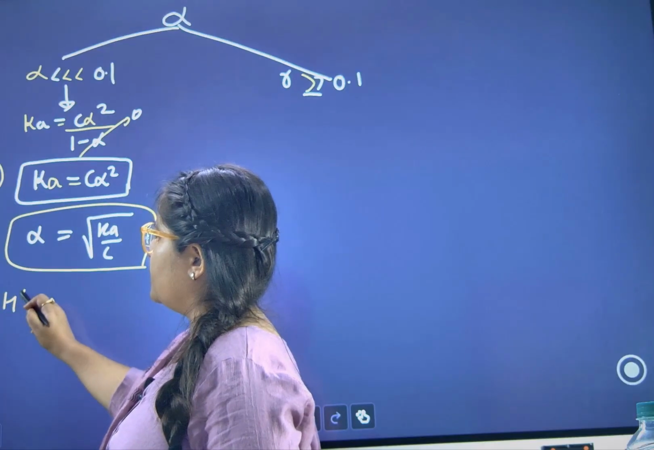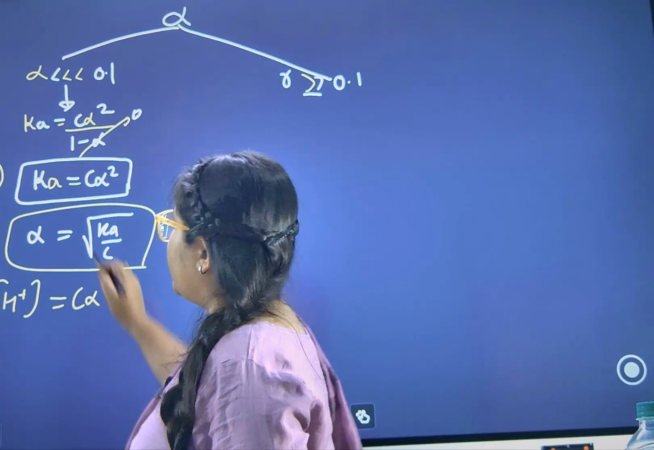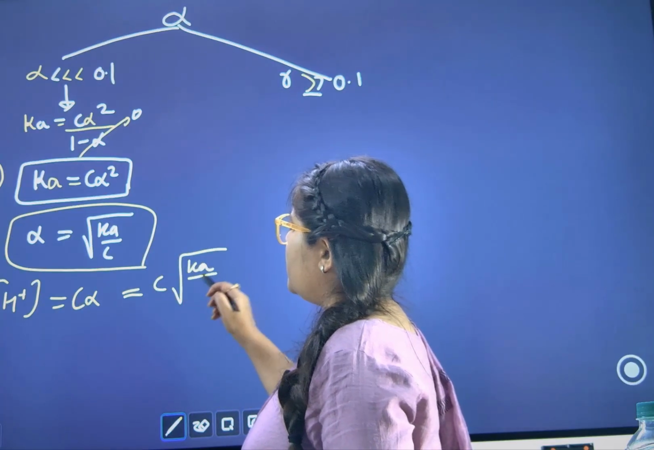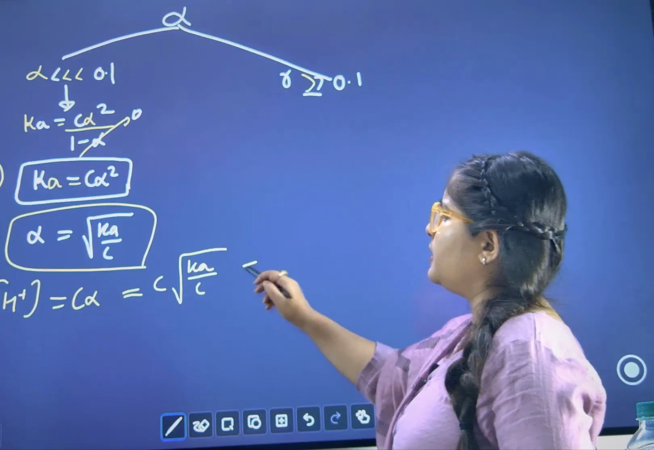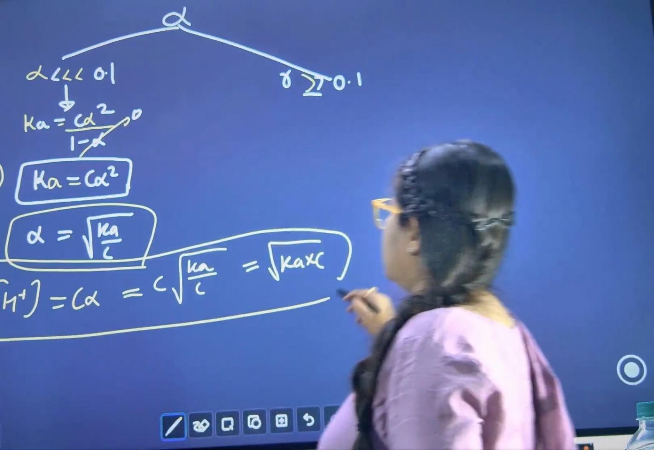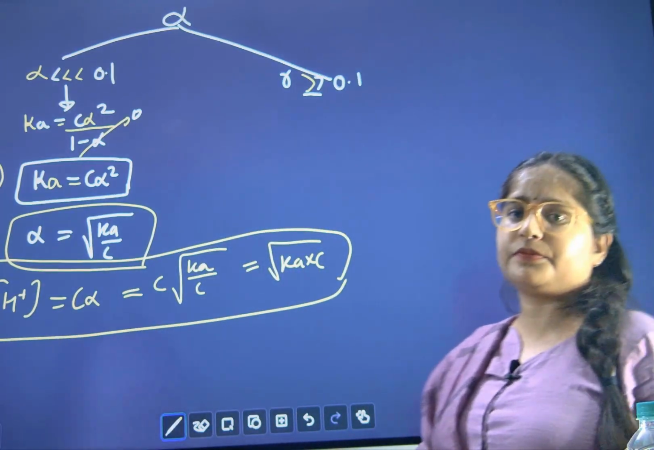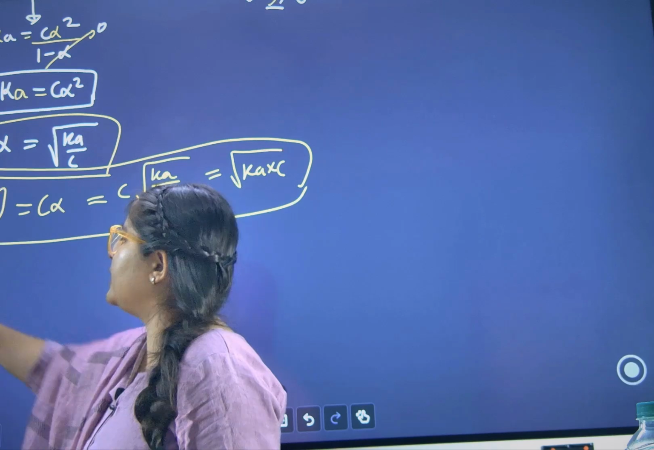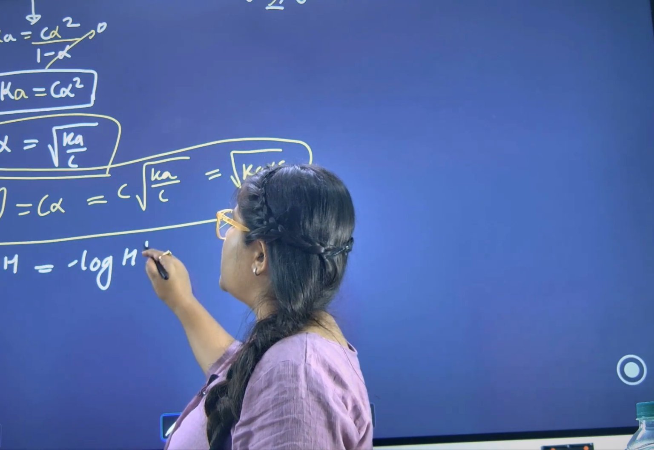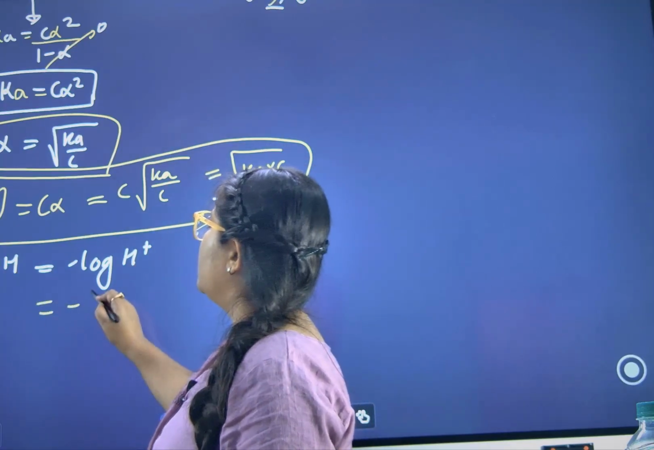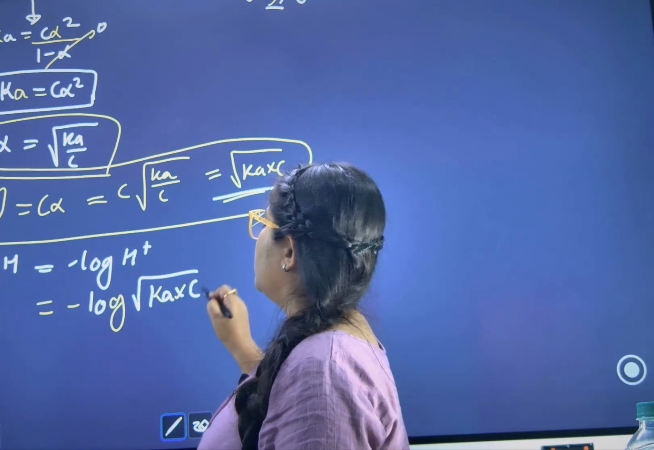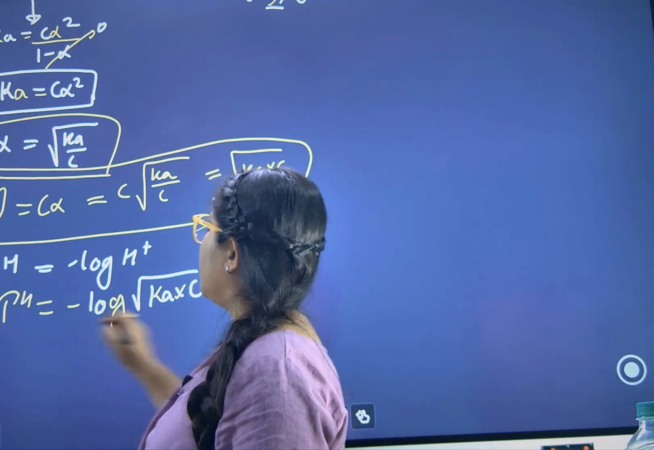Now we have seen H ion. H ion was equal to C alpha. Can I keep this alpha value here? So H ion will become C under root Ka by C. If this C goes inside, will it become under root Ka into C? Under root Ka into C. Now, from here, can I calculate the pH if I have got H ion for weak acid? pH equal to minus log H plus ion. And what is the value for H plus ion? Under root Ka into C. So our formula will be pH equal to minus log under root Ka into C.